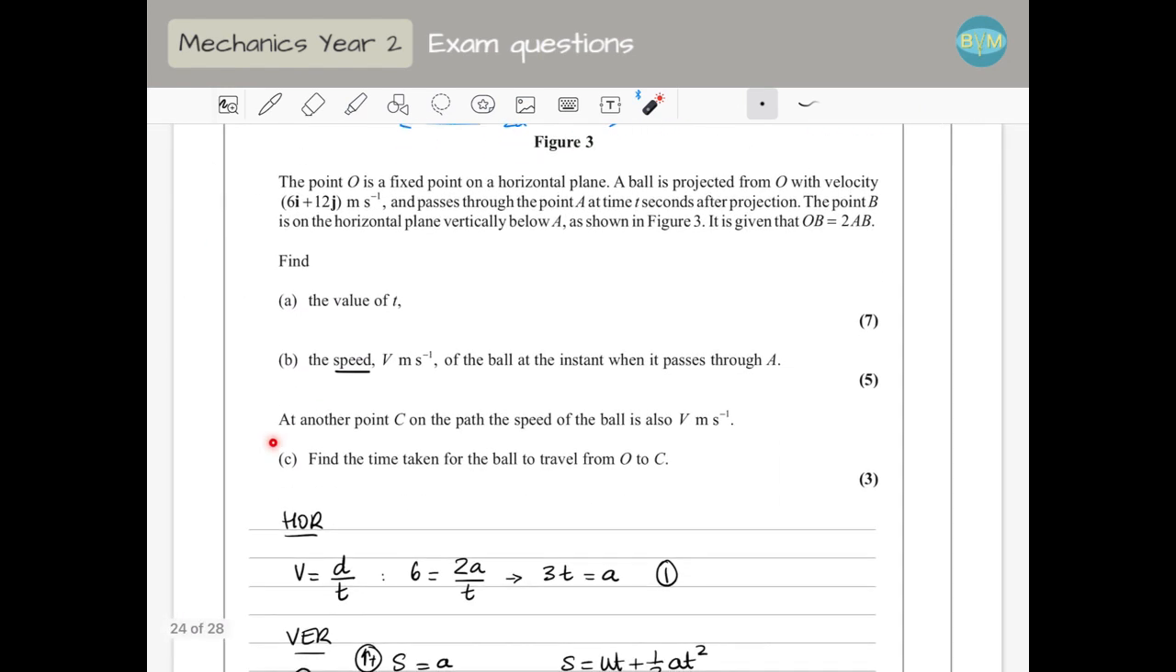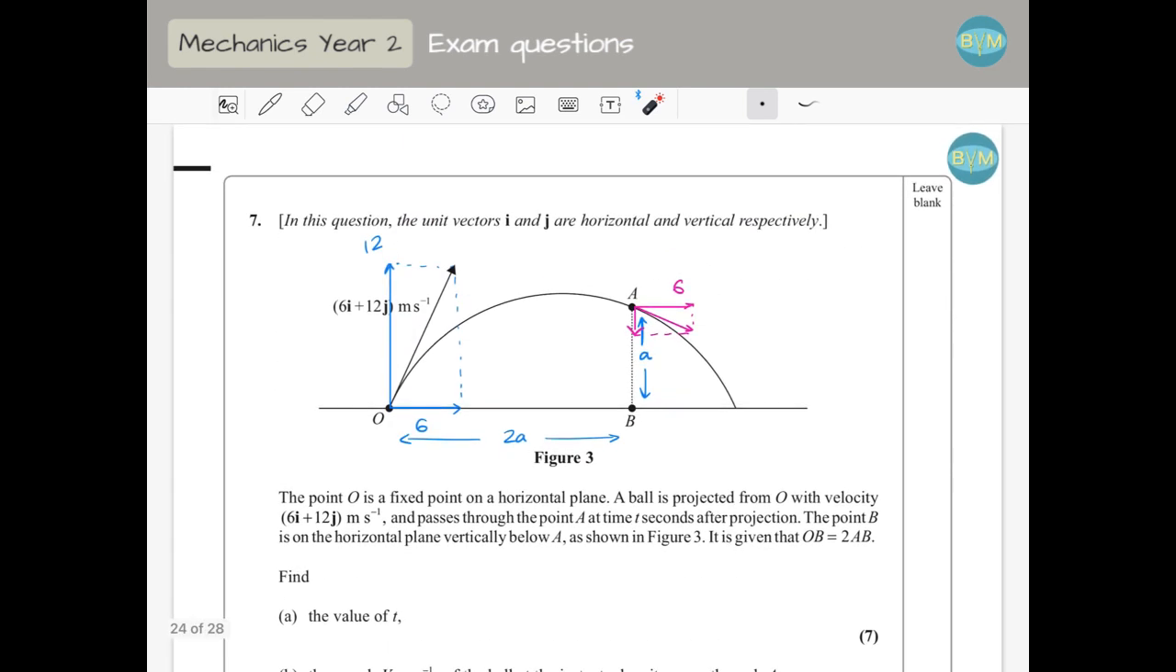Then at another point C on the path, the speed is also V. We have to find the time taken for the ball to travel from O to C. So we have another point here that is going to be symmetrical, because remember, this is completely symmetrical. The horizontal velocity is 6, and if the velocity is the same, that means that this one is going to be 6 as well. But in this case, it's just up.